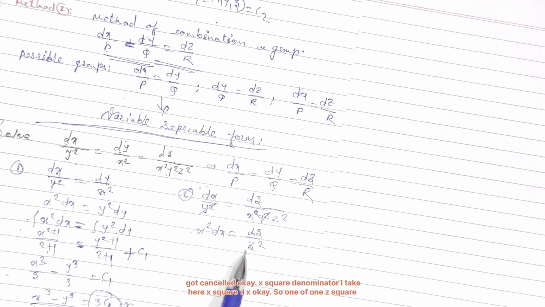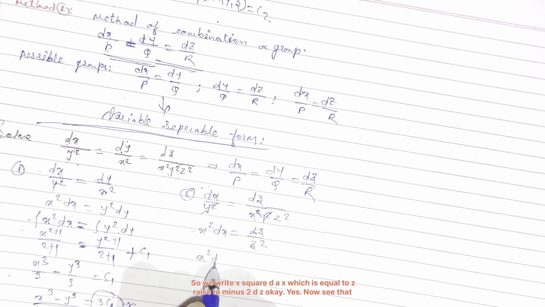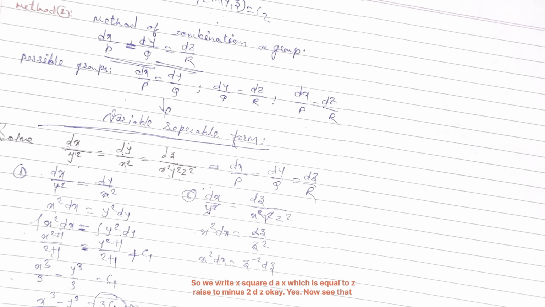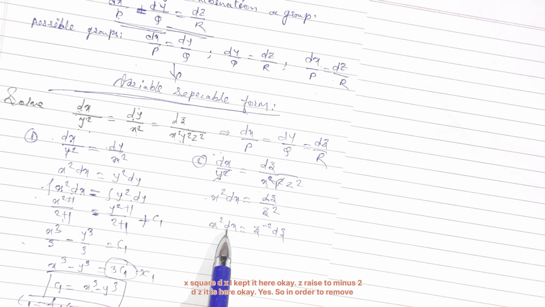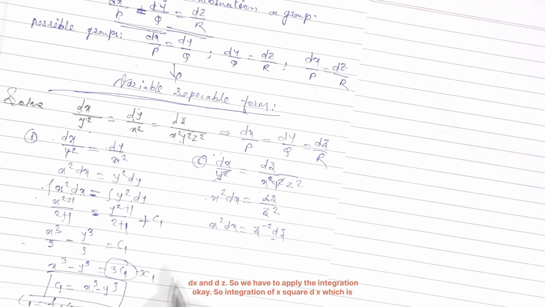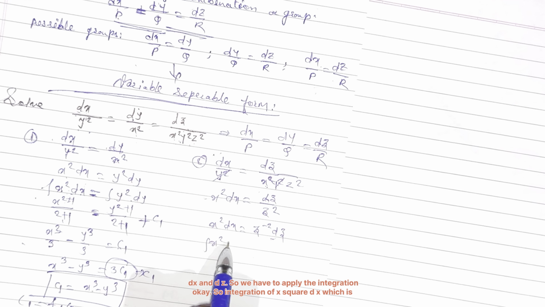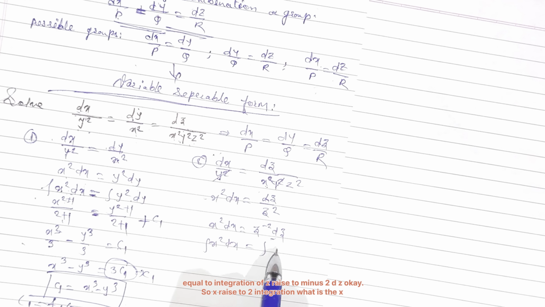So 1 upon z square, instead of finding the integration of 1 upon z square, take z square to the numerator. So we write x square dx is equal to z raised to minus 2 dz. Now x square dx is kept here, z raised to minus 2 dz is here. In order to remove dx and dz, we have to apply the integration. So integration of x square dx is equal to integration of z raised to minus 2 dz.